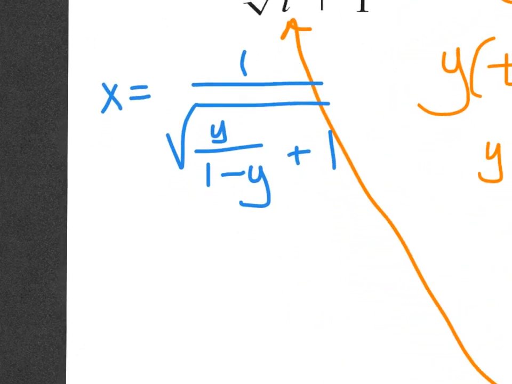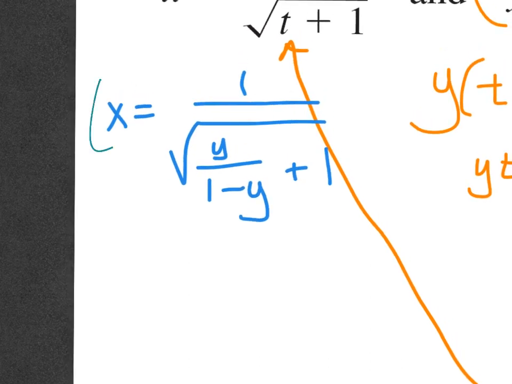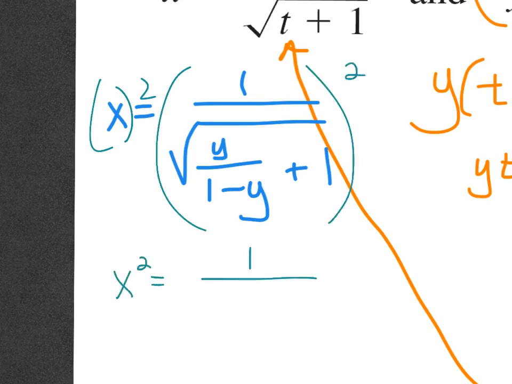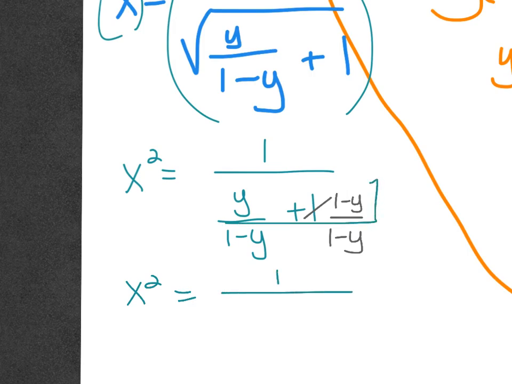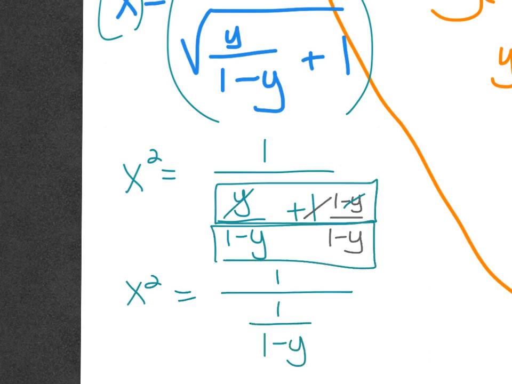Now I've got to simplify this. How would I get rid of the square root, first of all? Square both sides. So I get x squared equals 1 squared, which is 1, over the square root squared eliminates the square root. And now I've got a complex fraction, a fraction within a fraction. Can't do that. So I've got to change this so that it has a like denominator, 1 minus y. And I get x squared equals 1 over, combine these numerators, y plus 1 minus y. The y's cancel. And I get 1 over the denominator, which is 1 minus y.